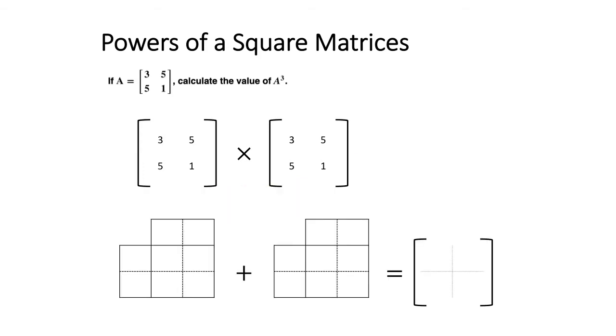Because I am multiplying 2 matrices that are the same together, there is going to be a product matrix. To complete the product matrix, I'm going to take the first column from my first matrix, so that is going to be 3 and 5, and multiply by the first row of my second matrix, which is 3 and 5. Then take the second column of my first matrix, so 5 and 1, and multiply by the second row of my second matrix, so that will be 5 and 1.